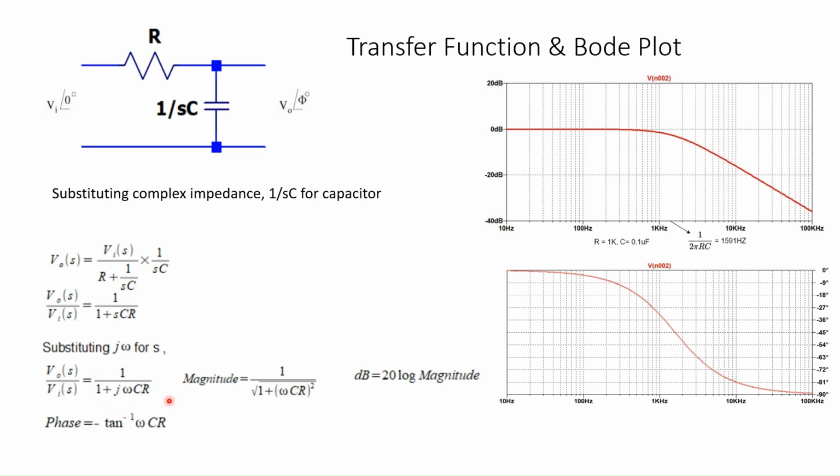radians per second. So this is a complex number. The magnitude of this number is equal to 1 over square root of 1 plus (omega CR) whole square. In dB, the magnitude is given by this equation, 20 log magnitude here. The phase is minus tan inverse of imaginary part divided by real part, minus tan inverse of omega CR.